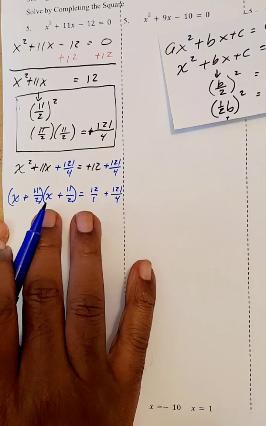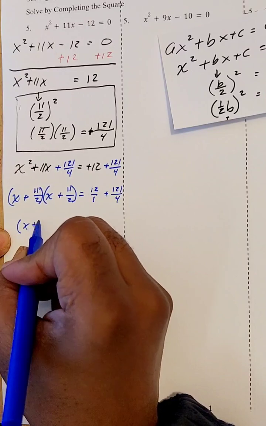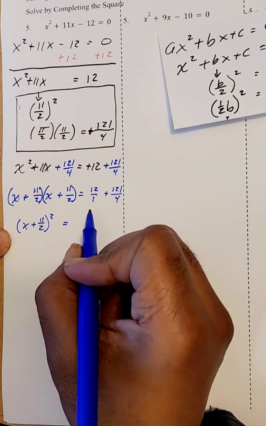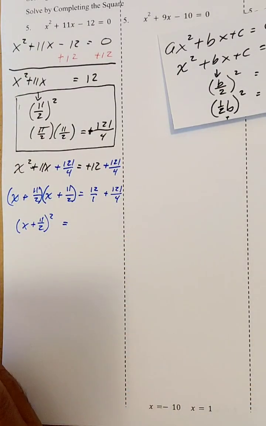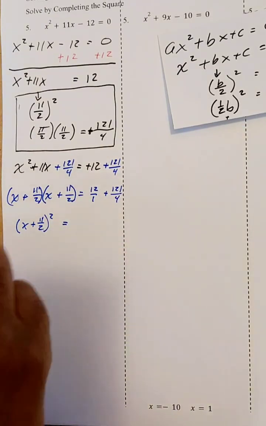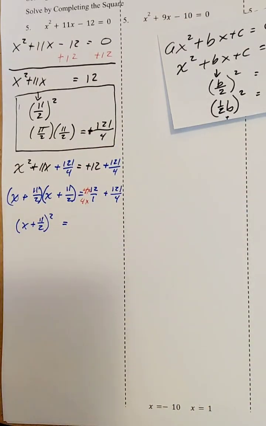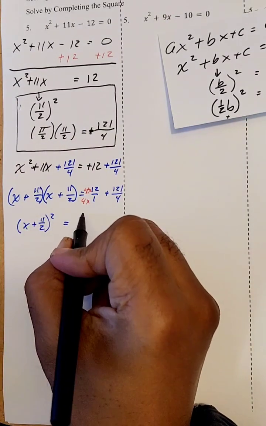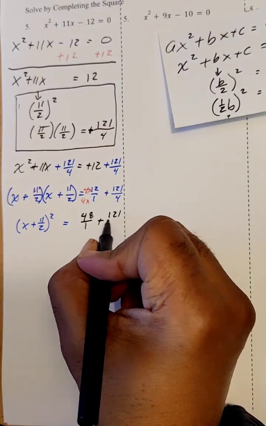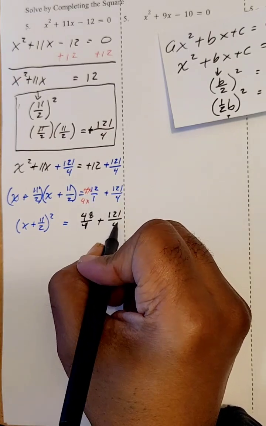Okay, now we're going to compress this into one binomial. So this will be x plus 11 over 2 all to the second power. Now over here, we want to have common denominators. So I'm going to multiply this denominator by 4 and the numerator by 4. So this will give me 48 over 1, my fault, 4 times 1 is 4. And this will give me 121 over 4.